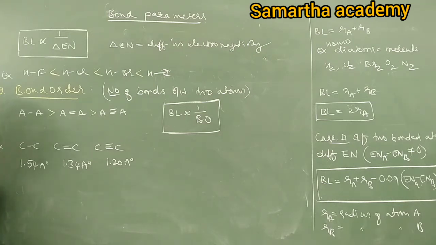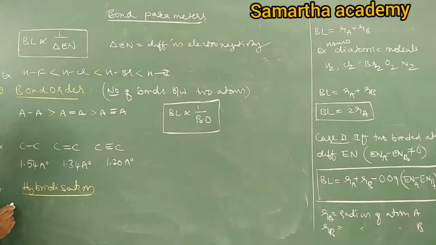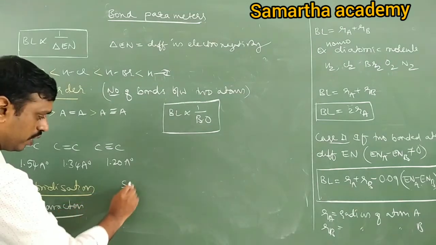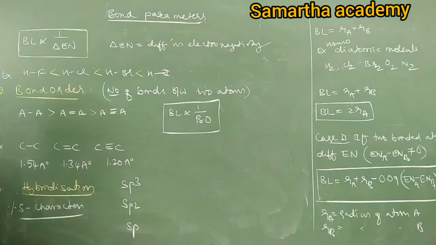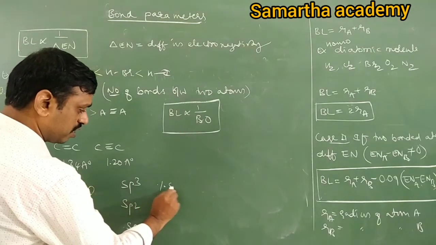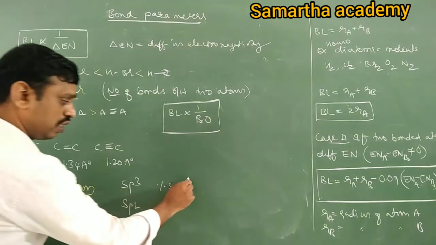Next, the third factor is hybridization, or percentage of s character. Do you know how to calculate the percentage of s character? We have sp3, sp2, sp. Tell me, what is the percentage of s character in sp3? Here, how many s are there? Number of s is 1.